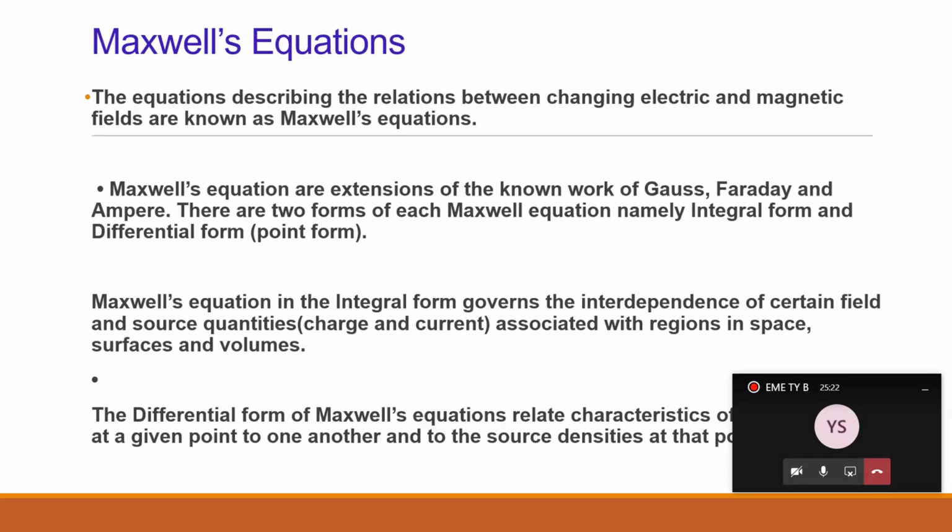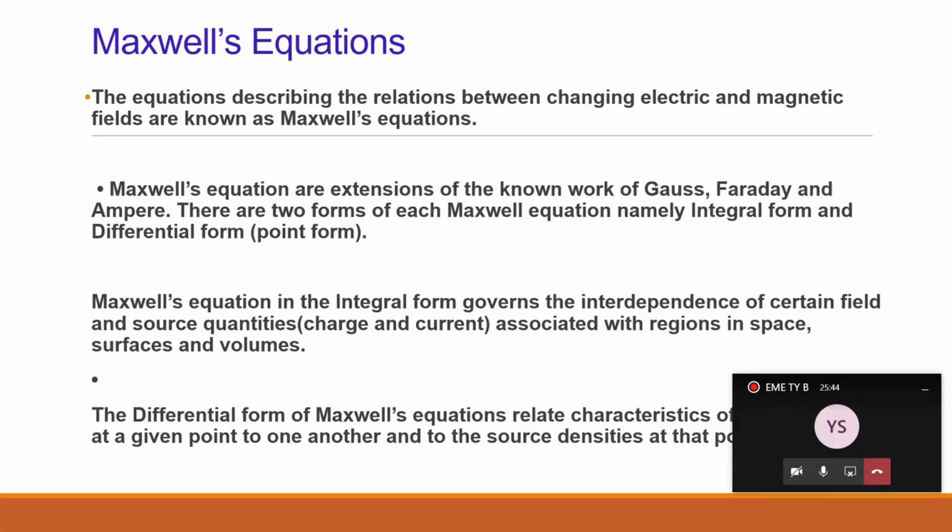So there are two forms of Maxwell's equations. First, the integral form of Maxwell's equations, and second, the differential or point form. Integral form means the things which are related in terms of integration. Closed integration of H dot dl is equal to I by Ampere's law.